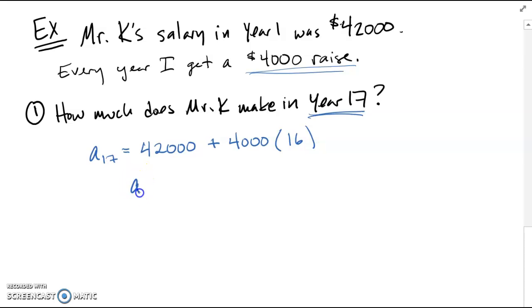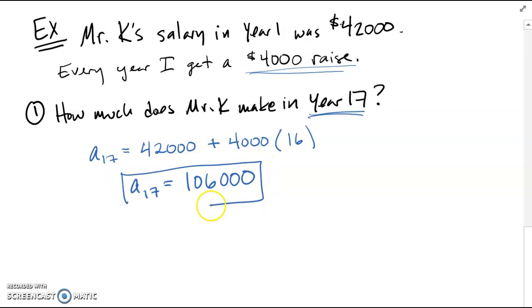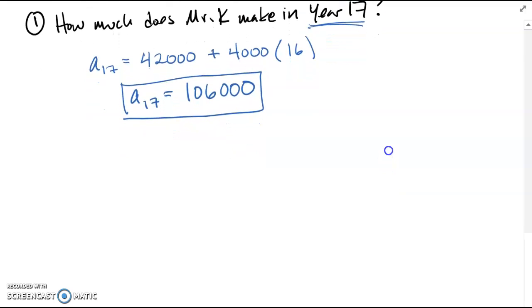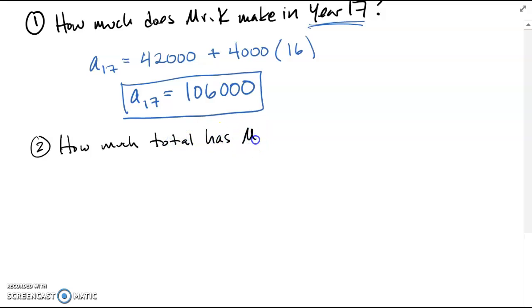And so, all right, Mr. K, year 17, I would have $106,000, which may or may not be true. All right. Question number 2 is how much total has Mr. K made so far in my career?